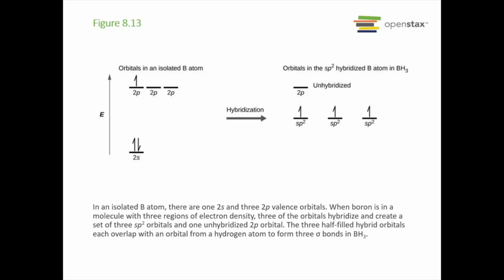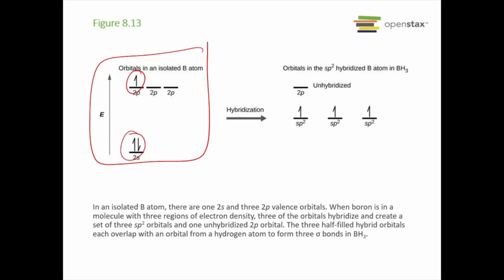If we look at an isolated boron atom, this on the left is what its orbital diagram looks like. There is one 2s and three 2p valence orbitals. We have a filled 2s orbital at first, and then just one electron in the 2p. But when we hybridize, we take these three electrons, and now we have three unpaired electrons in the sp2 hybrid lobes that are available to be paired with the unpaired electrons from hydrogen.